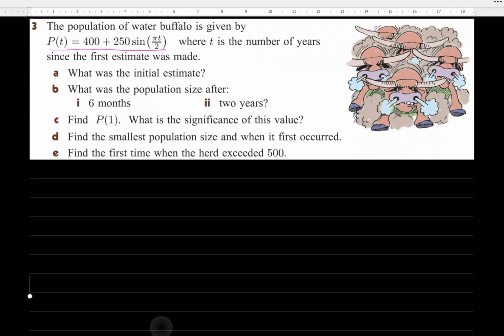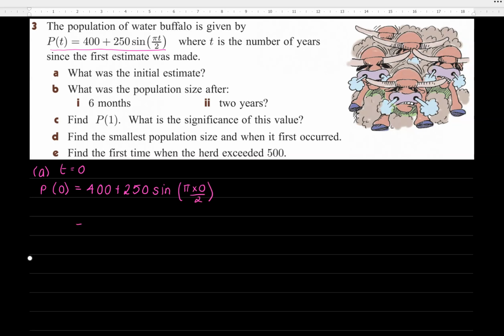So once again, initially, that is when time equals 0. So we're using our substitution, fancy pants notation, P of 0. And all that means is wherever T appears in the equation, let's just replace it with 0. If it had P of 10, well then wherever T is, I'd replace it with 10, etc. So sine pi times 0 all over 2.